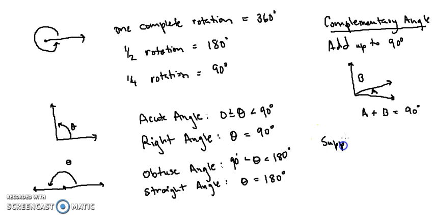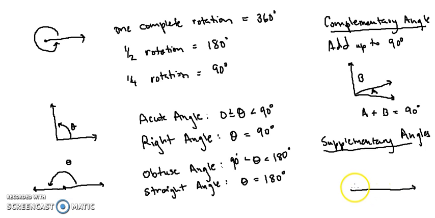And then supplementary angles are going to add up to 180. So we've got our straight angle again, and A and B are somewhere in here, like this. Maybe like that, A and B. So A plus B equals 180. So complementary angles combine to be 90 and supplementary angles combine to be 180.